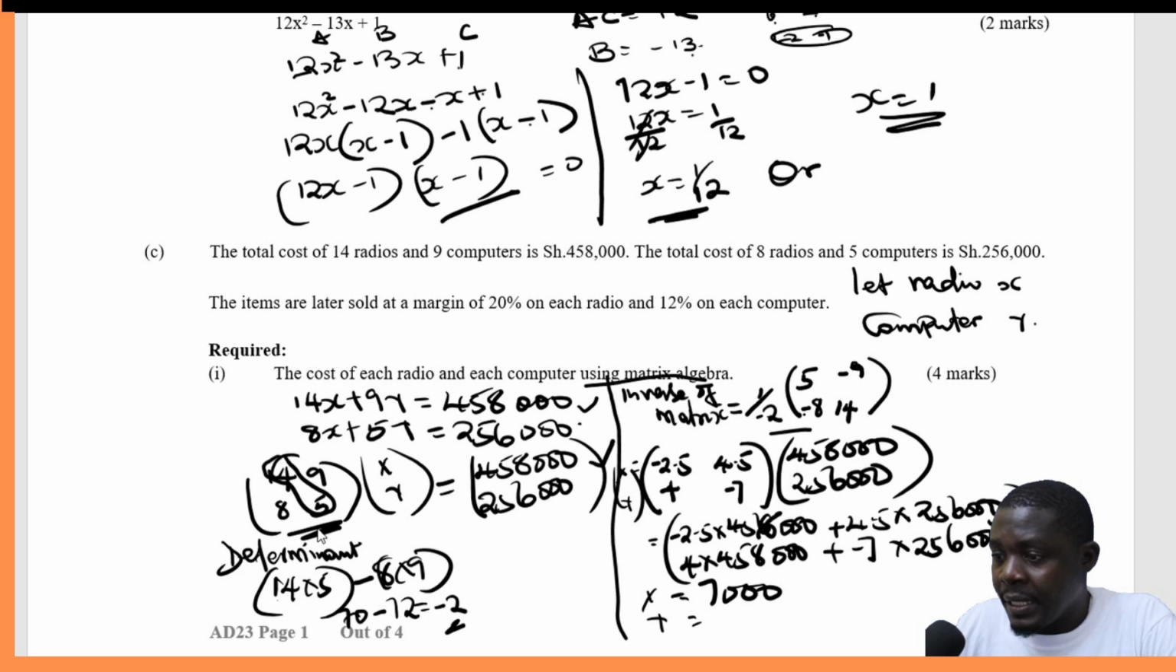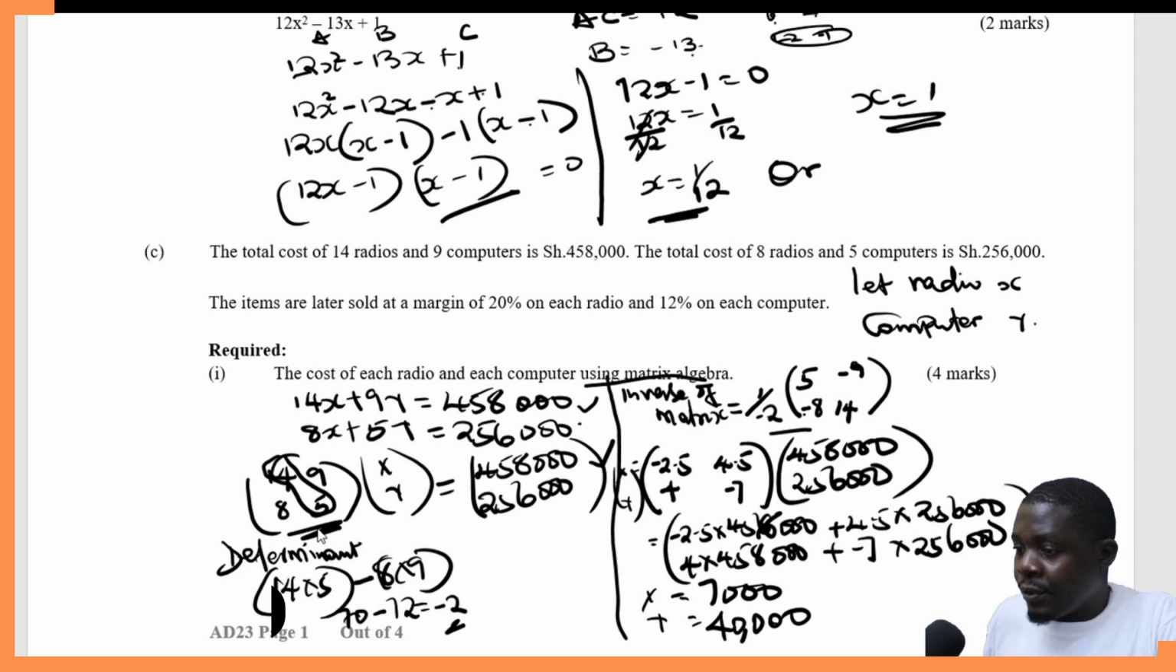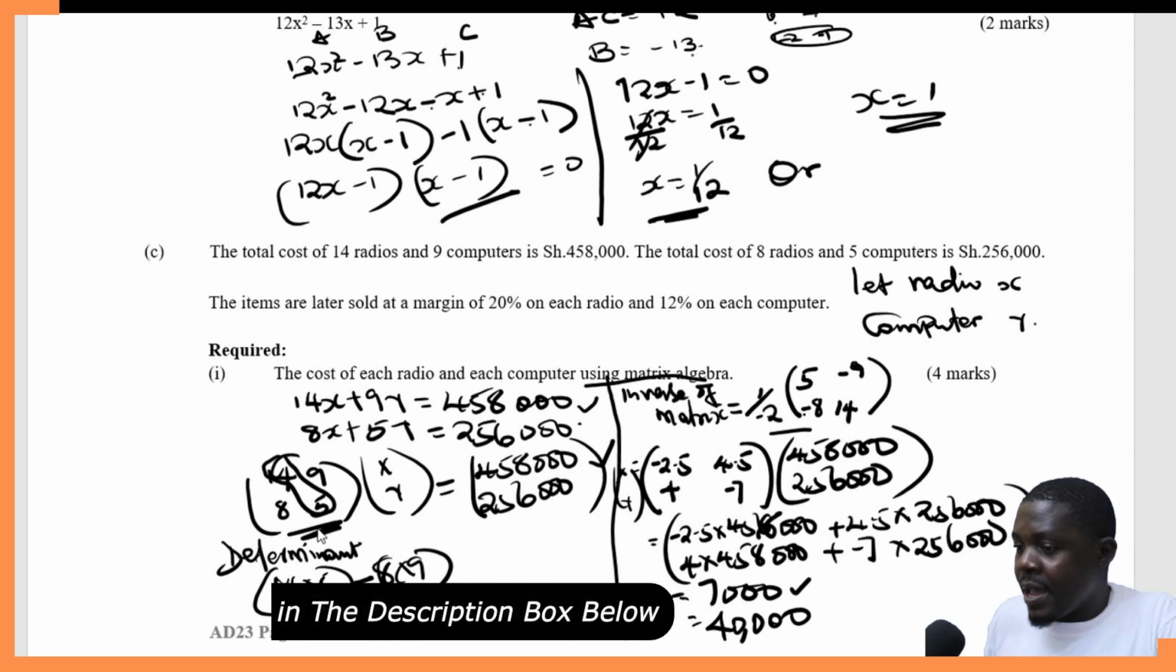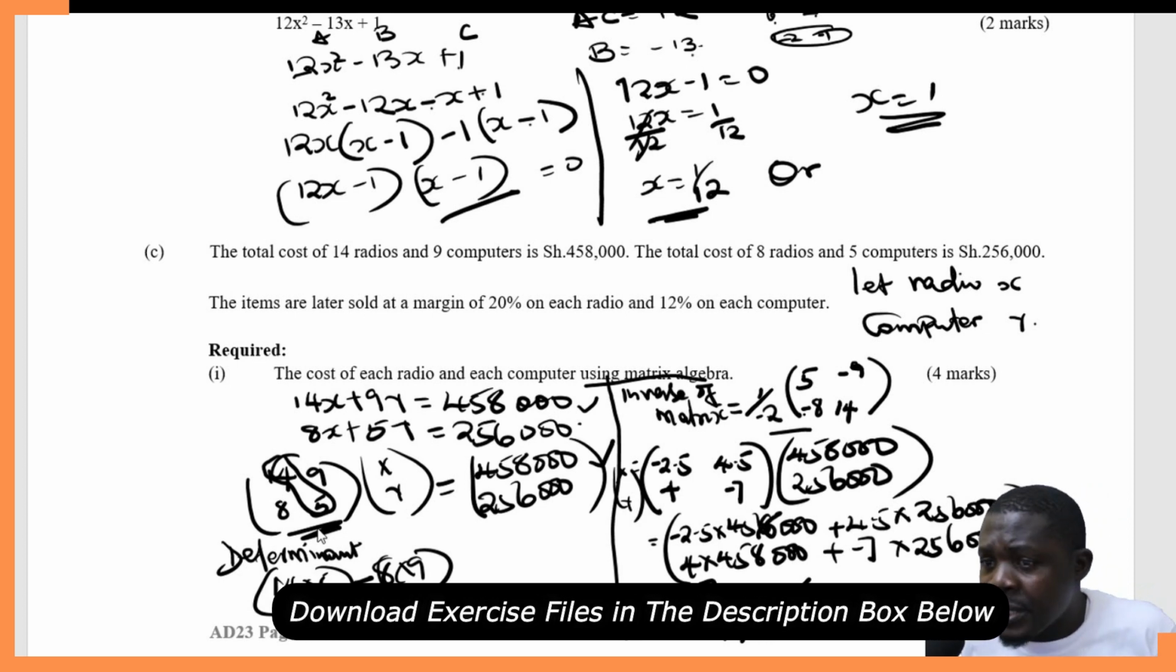Just edit here. That one is 4. And then at this point I put negative 7, negative 7 to 56,000. The computer, that is 40. The value for radio is 7,000 and computer, which was y, it is 40. But we are told something.